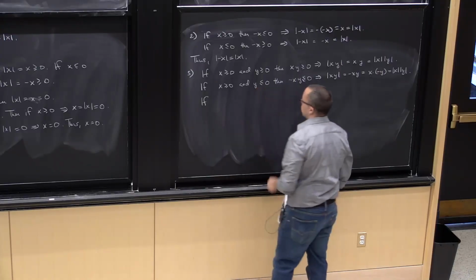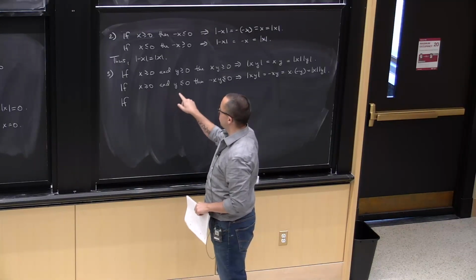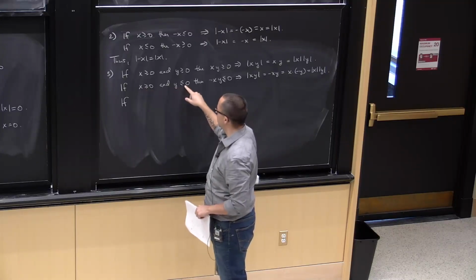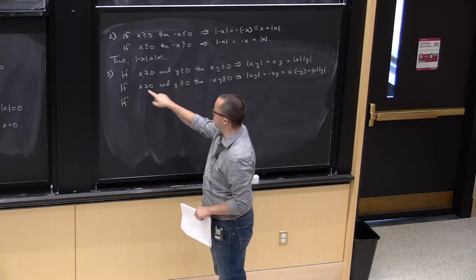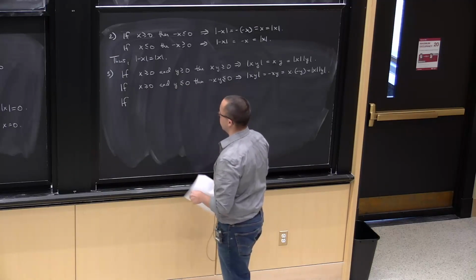Now the case that, so you might be thinking about what about x negative and y non-negative, so y bigger than or equal to 0, x less than or equal to 0. It's the same proof, just exchange x and y, so I'm not going to do that case.